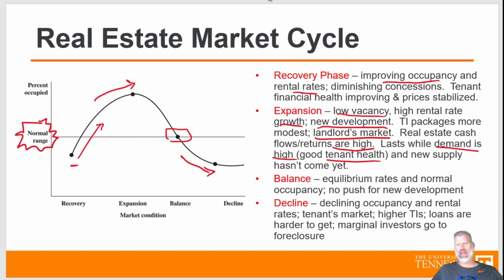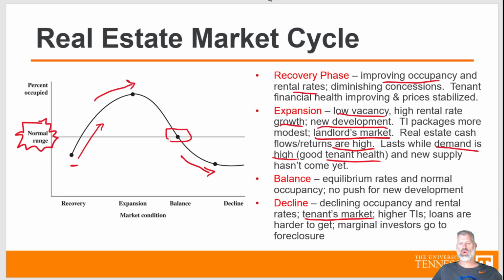And last year's rental rates, maybe they were $20 a square foot. This year they're $18 a square foot. It's definitely very much a tenant's market whenever we're in that declining phase and near the bottom. So if you're a good tenant, a good credit tenant, you're going to have a lot more negotiating power.